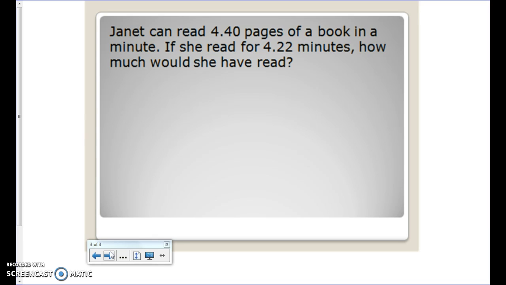So let's just pretend, for instance, if the question said instead of 4.4, she read 3 pages of a book in a minute, and she read for, let's just call that, 2 minutes. If the problem said that, we would know she read 3 pages the first minute, 3 pages the second minute, so 3 times 2 would equal 6, right? Well, unfortunately, she didn't read 3 pages of a book in a minute.